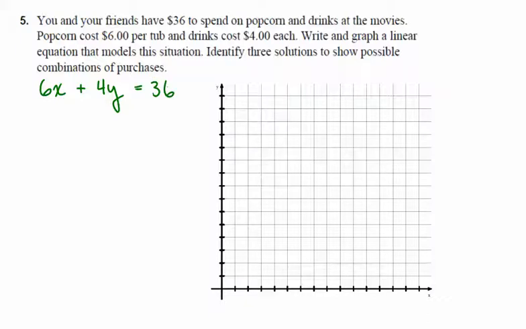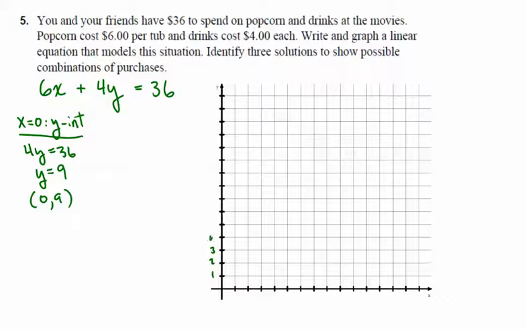So the first thing that we're going to do here then is find our x and y intercepts. X equals 0 gives us our y-intercept, and we get 4y is 36. So 4 times 9 is 36. And we get the point 0, 9. Now we should have enough room here to do these 1, 2, 3, 4, 5, 6, 7, 8, 9. Now we'll put a point right there. X is 0, y is 9.